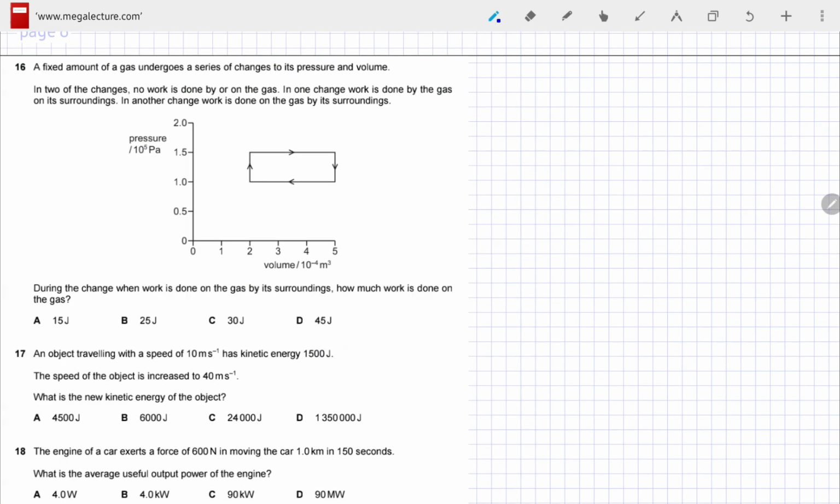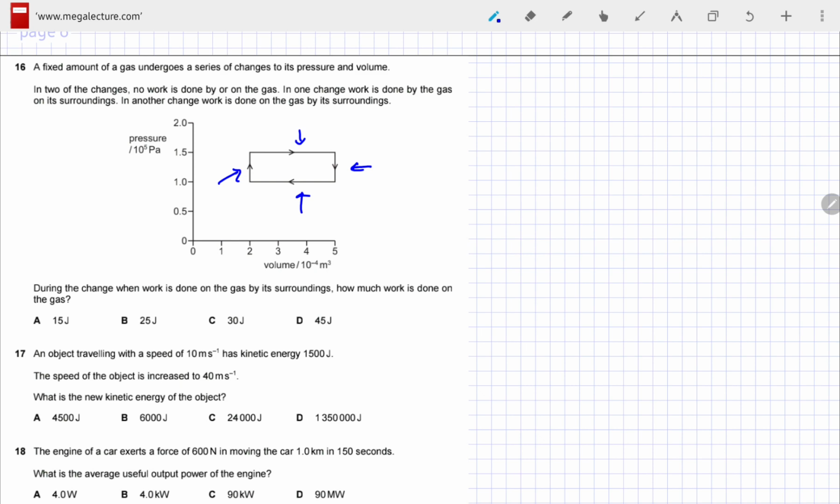Question number 16, a fixed amount of gas undergoes a series of changes to its pressure and volume, and you can see that these changes are represented in the PV diagram over here. Now we know that in two of the changes no work is done by or on the gas. In one of the changes, work is done by the gas on its surroundings, and in another, work is done on the gas by its surroundings. So we are asked, during the change when work is done on the gas by its surroundings, how much work is done on the gas? Looking at this diagram, we see that there are four changes, so you have this one, this one, and these two.